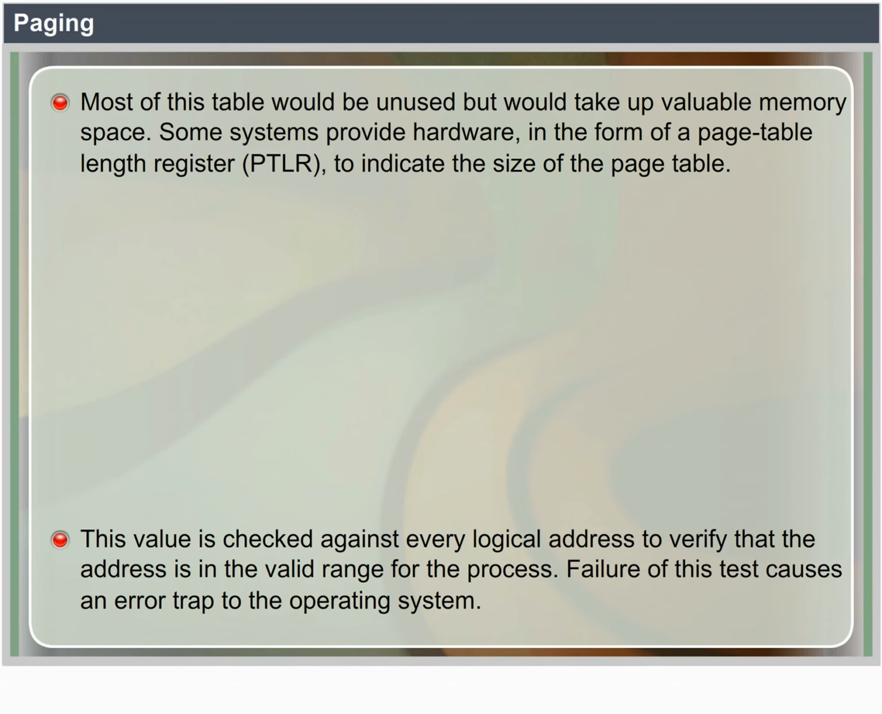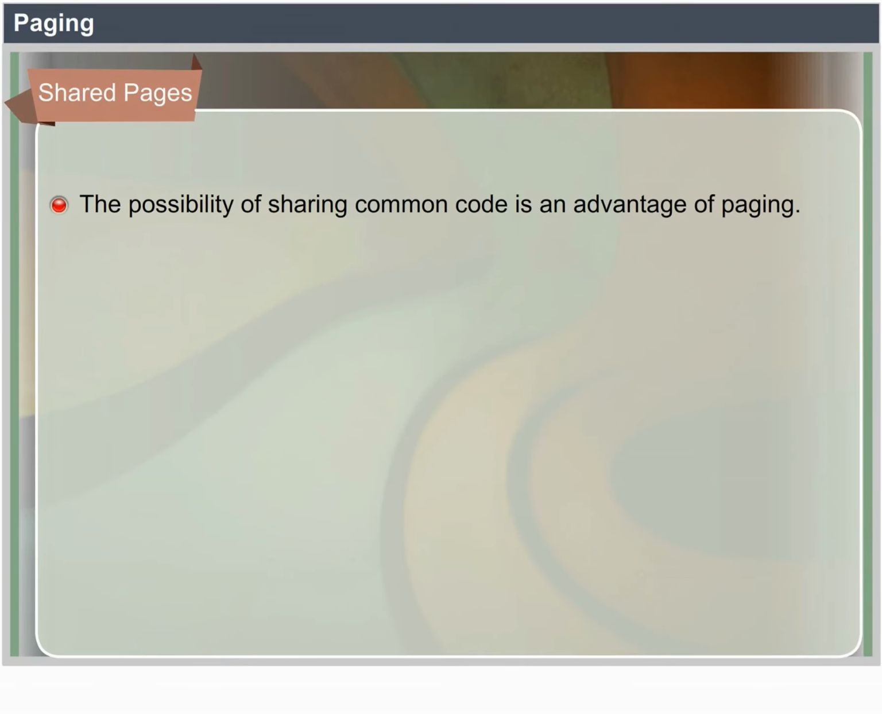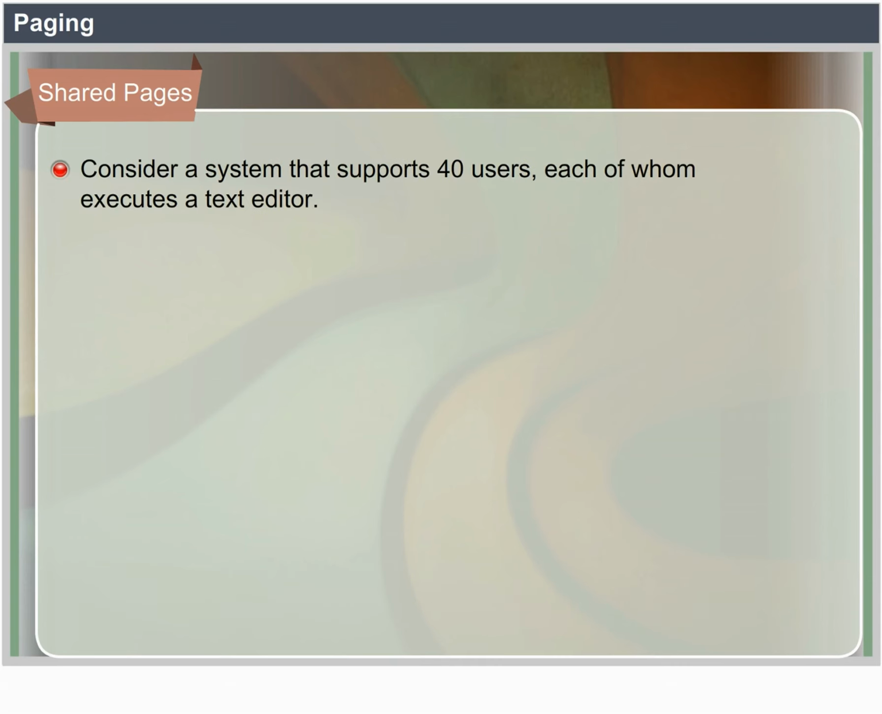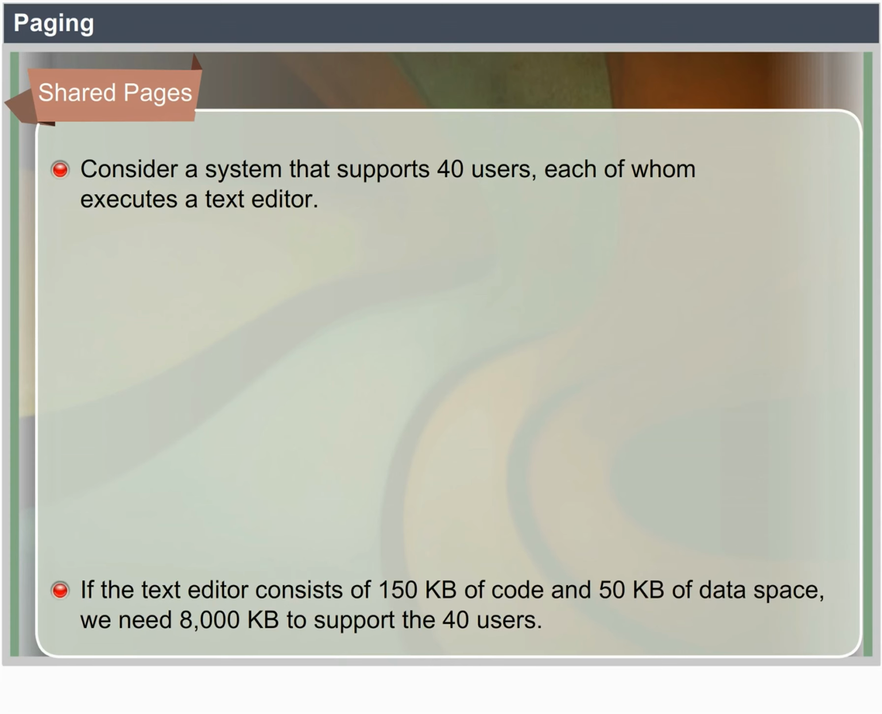Shared pages. An advantage of paging is the possibility of sharing common code. This consideration is particularly important in a time-sharing environment. Consider a system that supports 40 users, each of whom executes a text editor. If the text editor consists of 150 kilobytes of code and 50 kilobytes of data space, we need 8,000 kilobytes to support the 40 users.